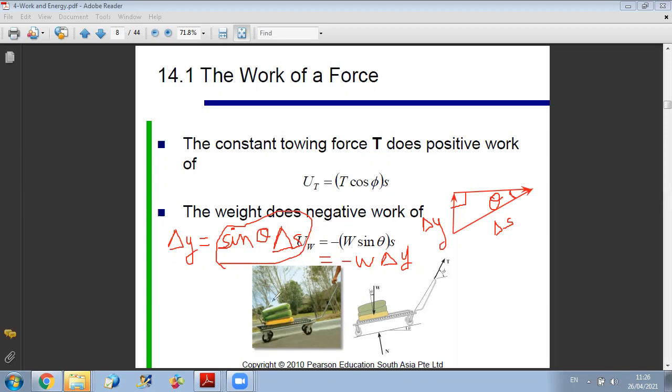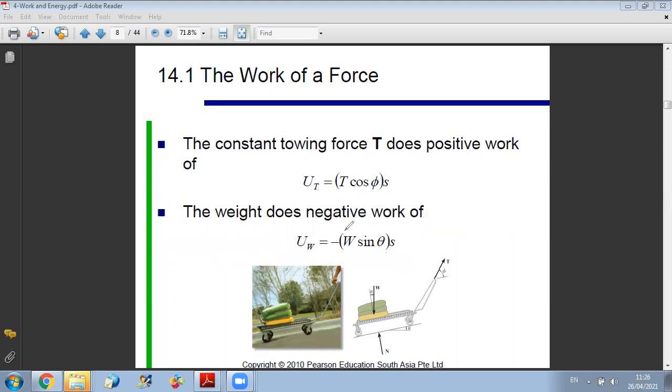So by the two methods, we got that the work of the weight is minus W sine theta S. Now, what about the work of the normal reaction? What will be the work of N, the normal? Zero. Very good. Why? Because it's perpendicular to motion. So we know that any force that is perpendicular to motion will do a zero work.